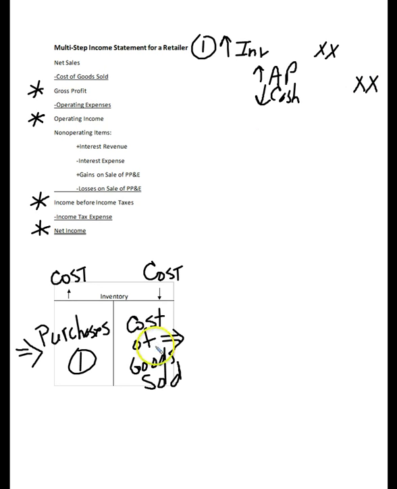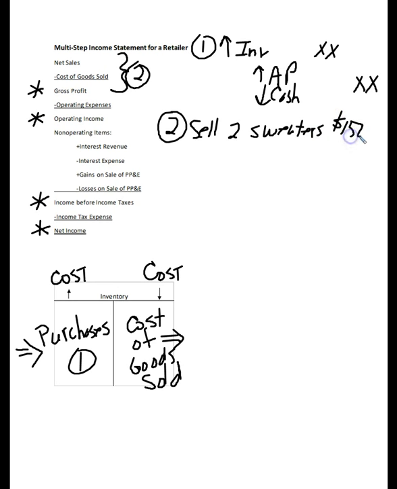Second entry was for cost of goods sold, but actually that happens at the same time we sell the goods. So when we sell the goods, there's actually two accounting events, the sales revenue and the cost of goods sold expense. So let's look at the journal entry for that. So let's assume that we sell 2 sweaters for $150. And let's say those cost us $50.